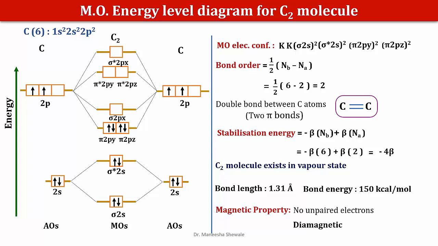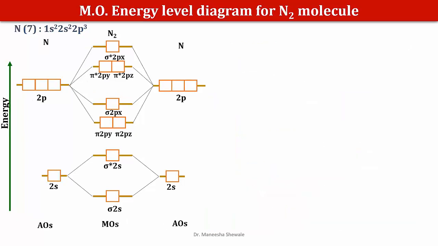The magnetic property. Now as all the electrons are paired, that is there is no unpaired electron, the molecule will be diamagnetic. Now we move on to the nitrogen molecule. Nitrogen has atomic number 7. So the electronic configuration is 1s2, 2s2, 2p3.